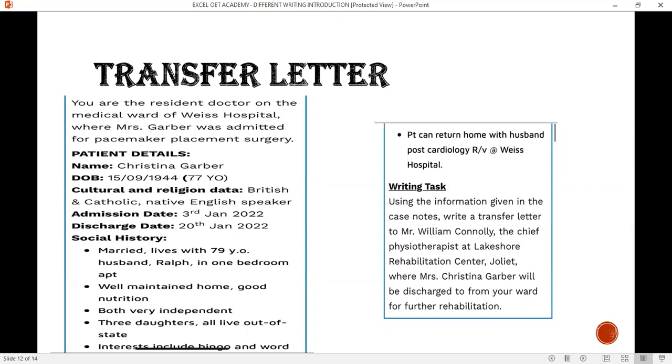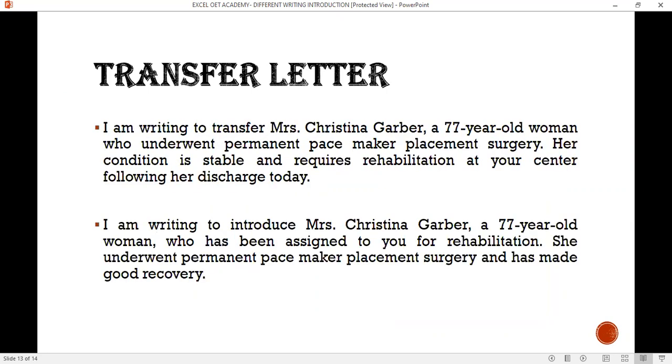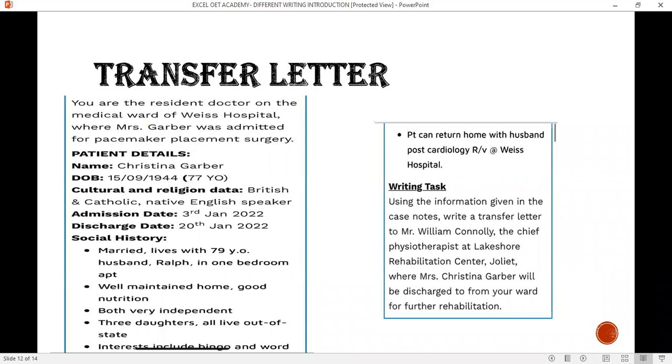Now, so how do we write this? I am writing to transfer, don't worry about the name, the name was an error, I'm writing to transfer Mrs. Christina Gaba, but it's the same thing, a 77-year-old woman who underwent permanent pacemaker placement surgery.